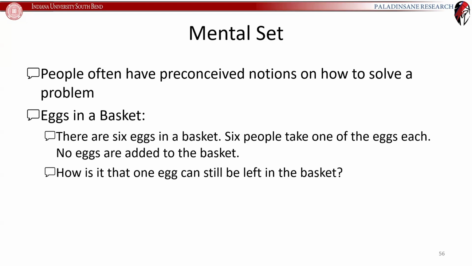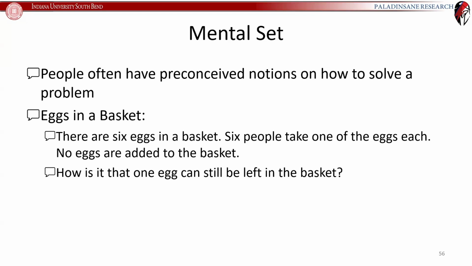The 6th person could have taken the basket and the egg. That actually is the solution. So the question now is, that's not a very complicated idea, right? That the 6th person took the basket along with the egg, and that's why the egg is still in the basket. So everybody has 1 egg each. Everybody took 1 egg each, but the last person actually grabbed the basket. So why is it that only one of us was able to solve that problem?